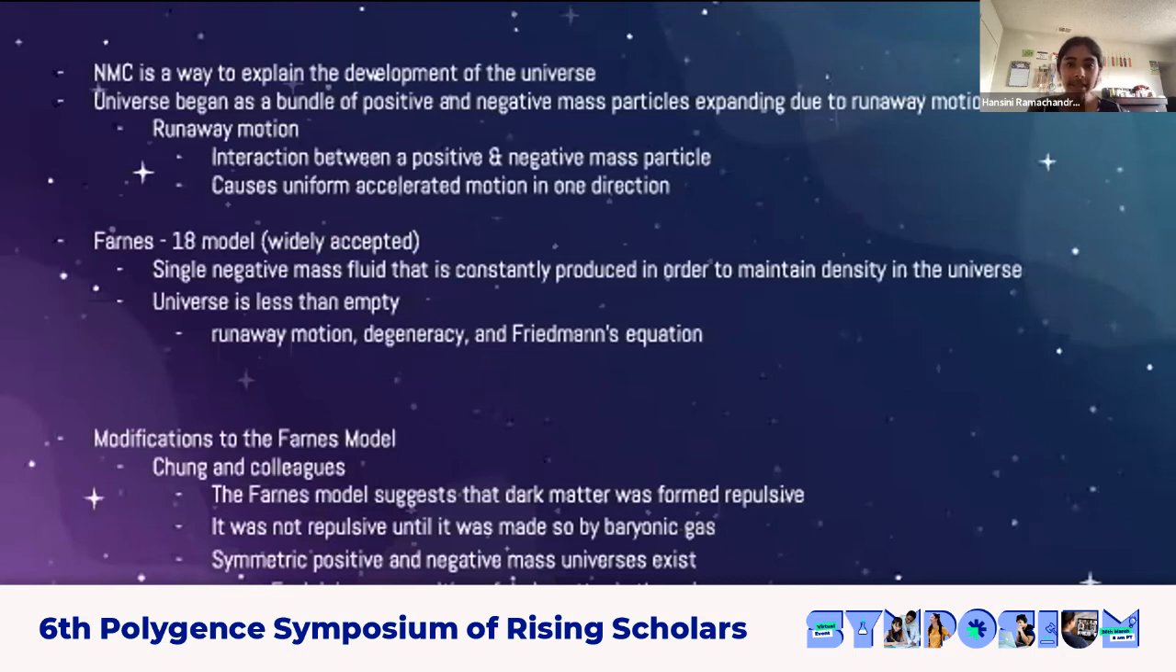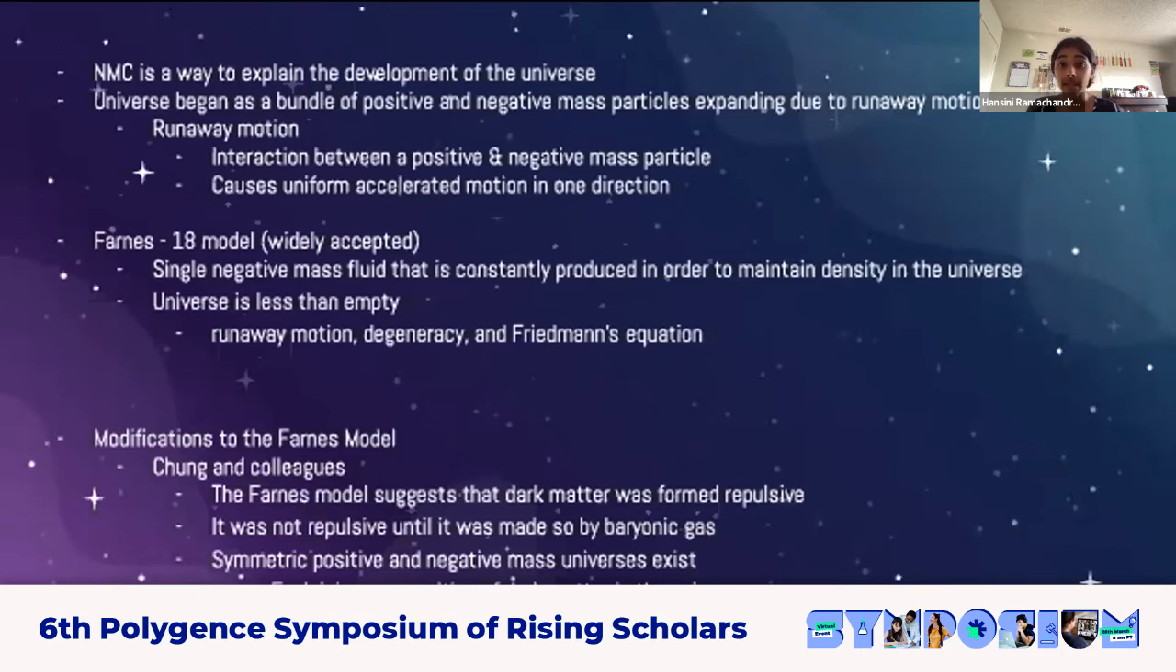Now, the Farnes 18 model, which is the widely accepted model for NMC, is where he states that he united dark energy and dark matter into one single negative mass fluid that is constantly produced in order to maintain the density of the universe by countering some of the density of the positive mass particles. He claims that according to NMC, the universe is less than empty. Farnes then uses concepts such as runaway motion, degeneracy, and the Friedman equation to prove his unifying theory.